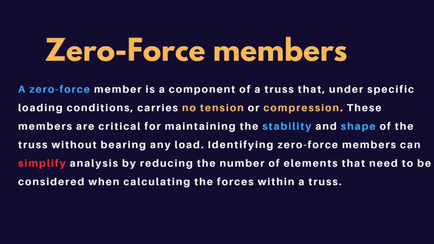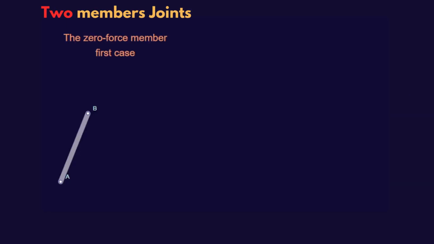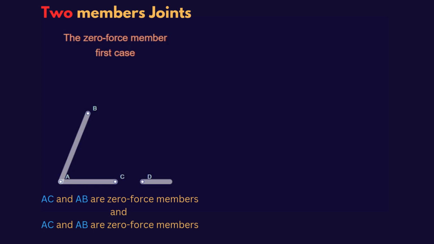A zero-force member is a component of a truss that, under specific loading conditions, carries no tension or compression. These members are critical for maintaining the stability and shape of the truss without bearing any load. Identifying zero-force members can simplify analysis by reducing the number of elements that need to be considered when calculating the forces within a truss. If there are no forces or reactions at a joint, two scenarios can occur.